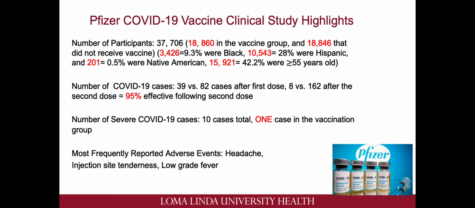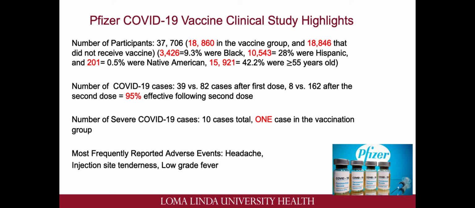So now we want to know, what are the number of COVID-19 cases? What did they see? So after the first dose, there were 39 cases of COVID-19 in the group that received the vaccine, and then 82 in the group that did not receive the vaccine. What do we know from that? That means that, of course, fewer individuals developed COVID-19 if they had been vaccinated. So we see some type of efficacy there. We see some type of success there, but not as much as we would have hoped to see. We want to see a little bit better.